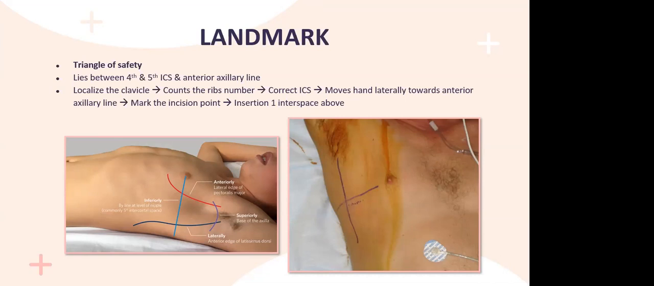And it is bordered inferiorly by a line at the level of the nipple, at the intercostal space. That is the base of the axilla. So to help the landmarking, remember the triangle of safety should be approximately between the 4th and 5th intercostal space and anterior axillary line. So how to locate the landmark is first, we localize the clavicle. Once we found the correct intercostal space, we move our hand laterally towards the anterior axillary line and mark the point. The incision point is intercostal above the incision point. Okay, next.